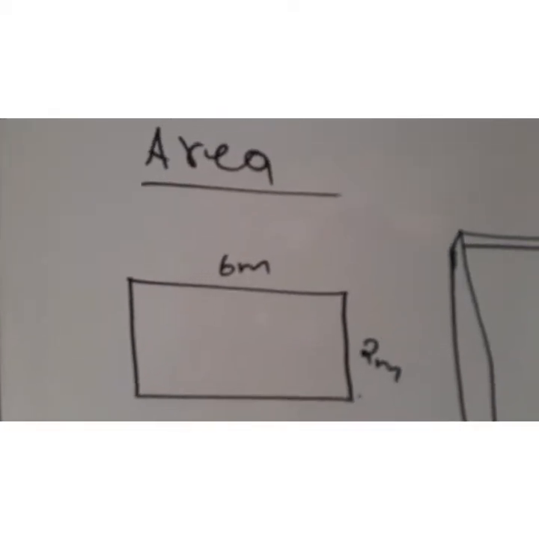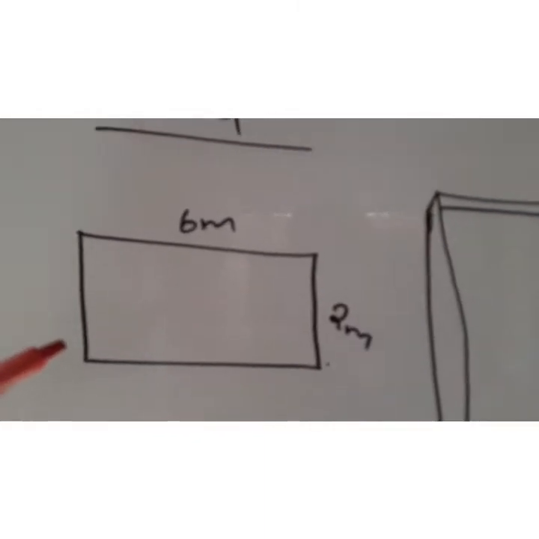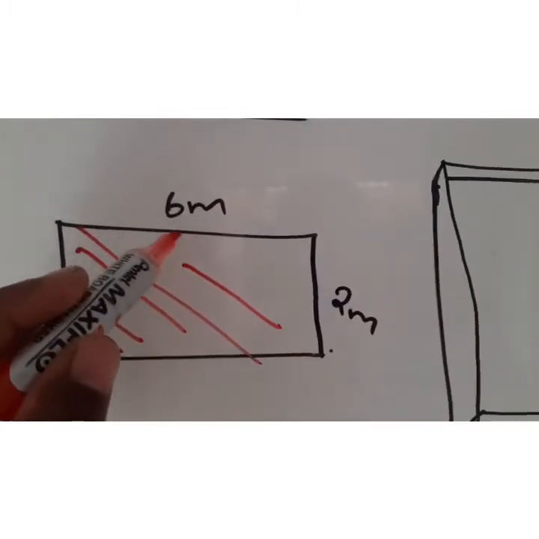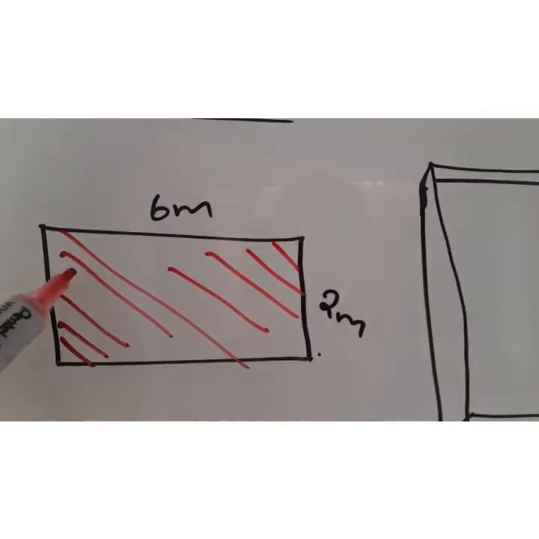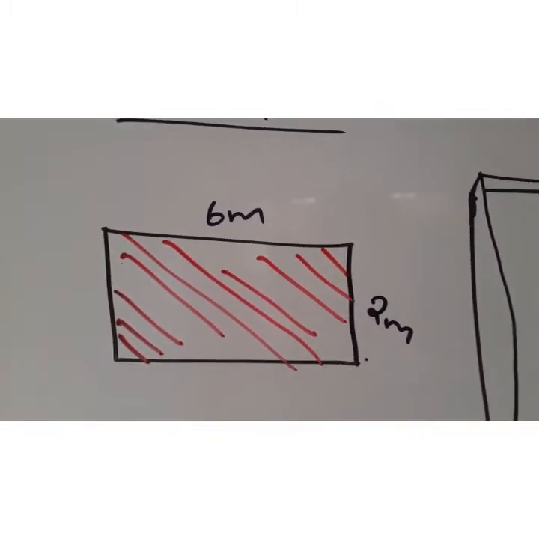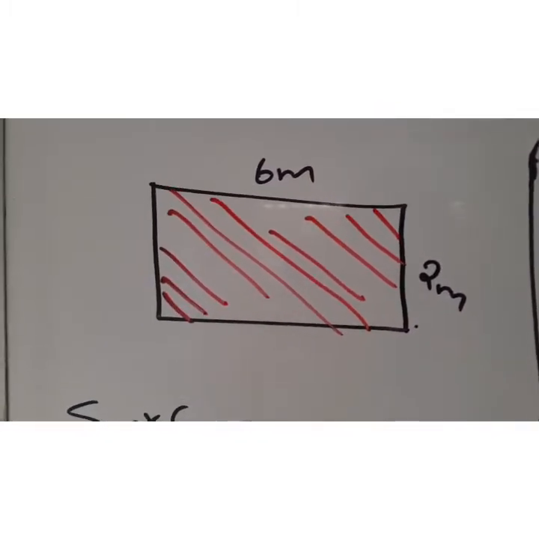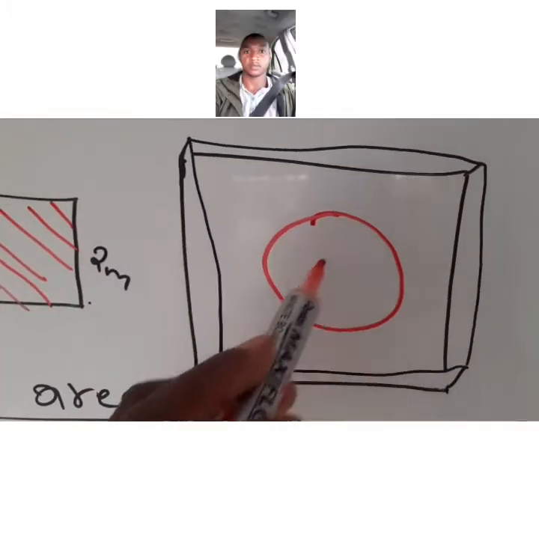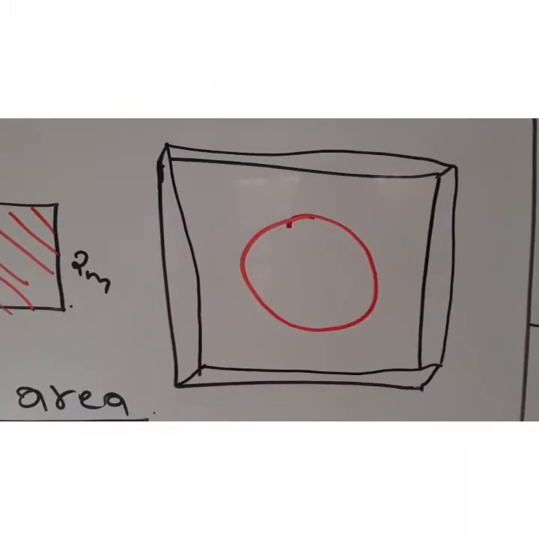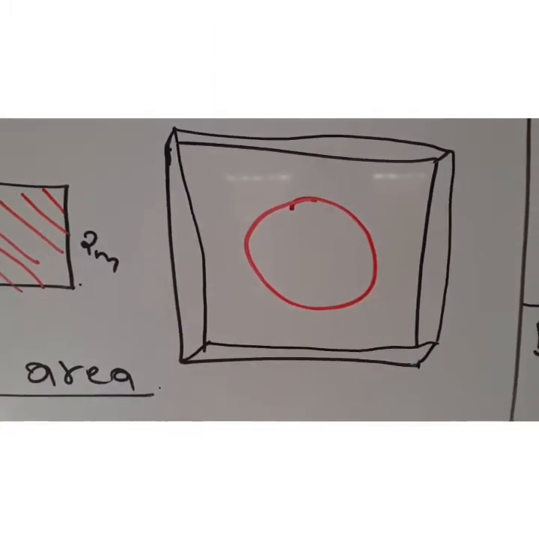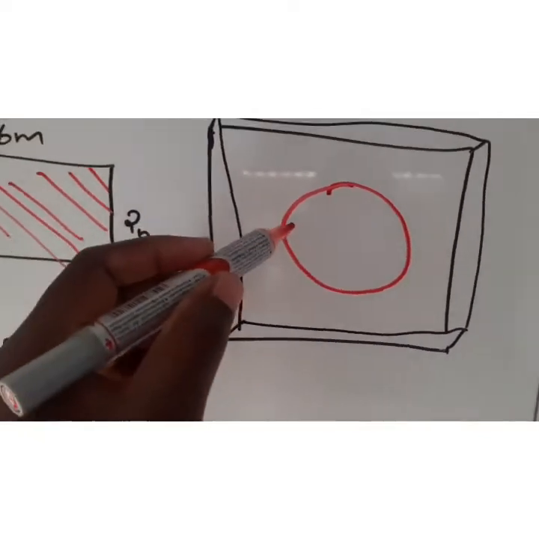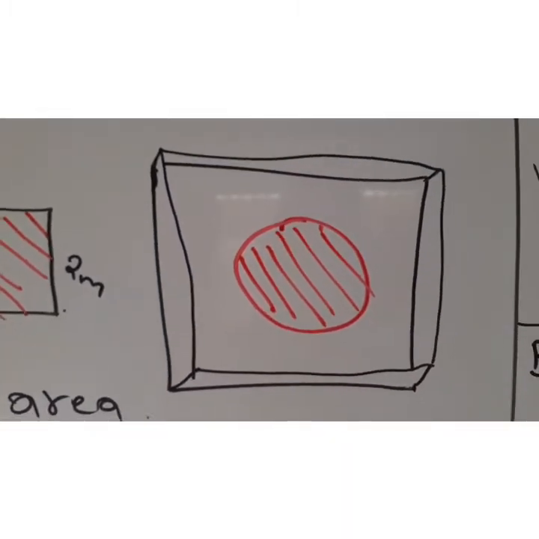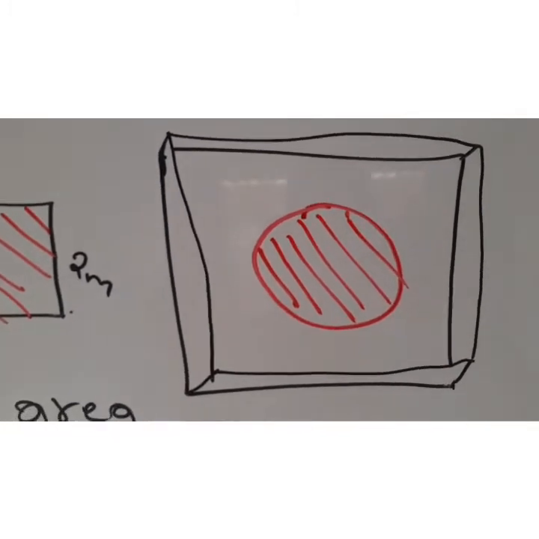Okay, so the area refers to the space that an object can cover. For example, in this rectangle, we are looking at this space. You see this space? That is the area. Now if you have a pizza box like this, and a pizza within, and you're required to calculate the area of the pizza, the pizza would be in a circle form, so you'll only be calculating the space that the pizza covers inside the box.